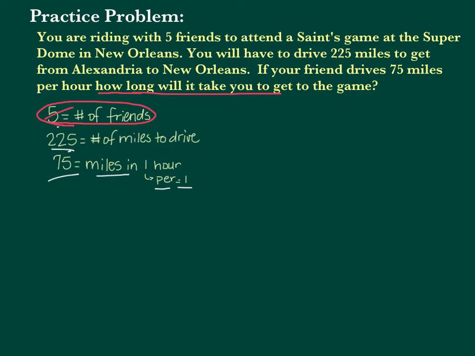Now we need to determine, are there any clue words? The clue words in here are 75 miles per hour. Per means 1, so they're giving us how many miles they're going to drive in 1 hour, and we need to find out how long it will take them to drive 225 miles. So we're going to determine that we will divide. 225 divided by 75.